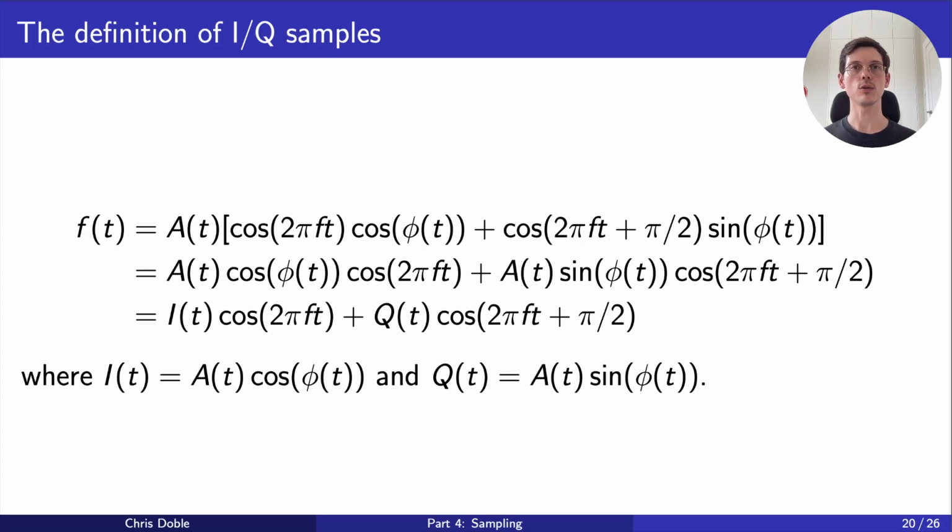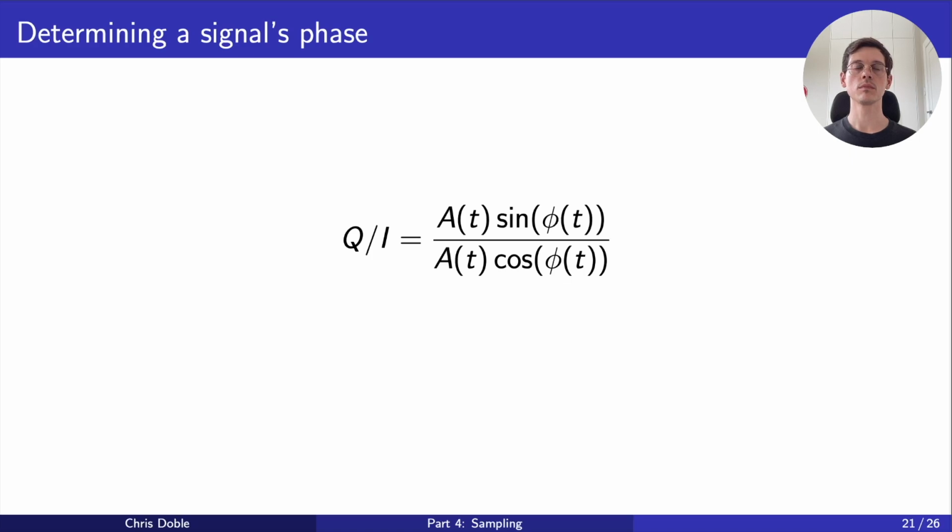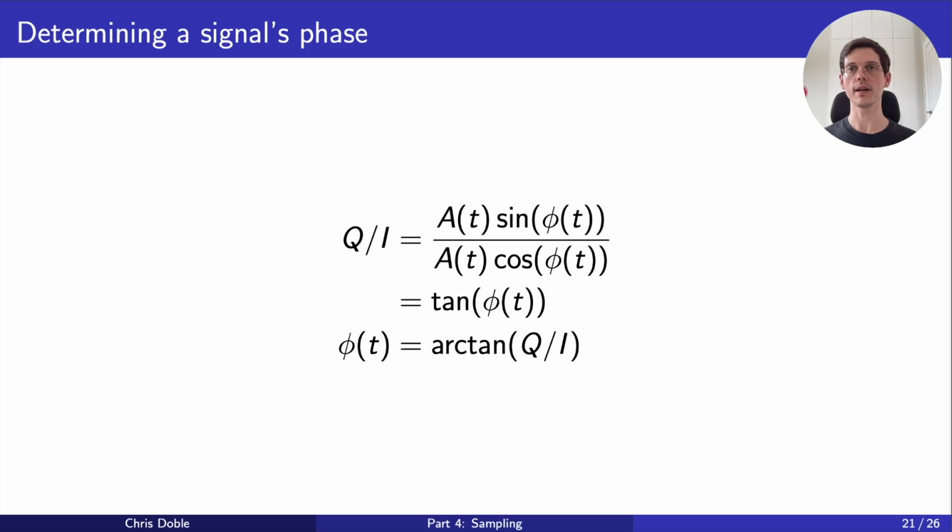So how do we use IQ values to determine a signal's phase? Well, if we divide Q by I, we get the following. The A of t terms cancel, leaving the tangent of the phase. If we take the inverse tangent of both sides, we get the phase of the signal. This looks very similar to the equation for calculating the angle of a right-angled triangle, which suggests we should try plotting IQ values in Cartesian coordinates.